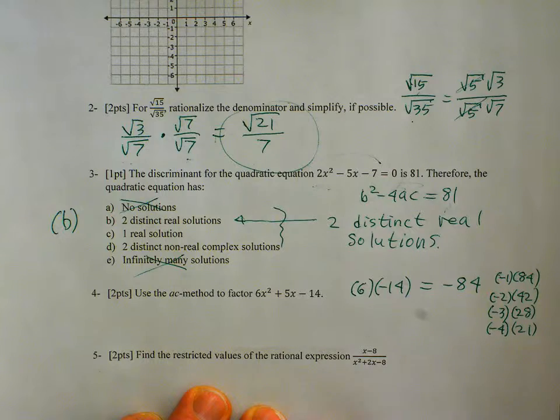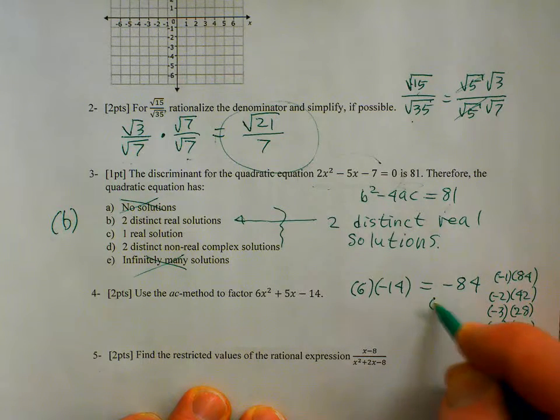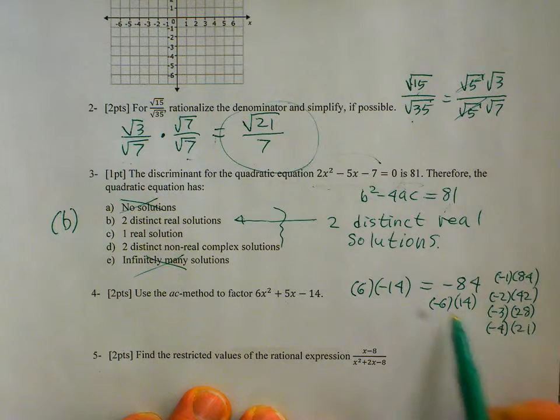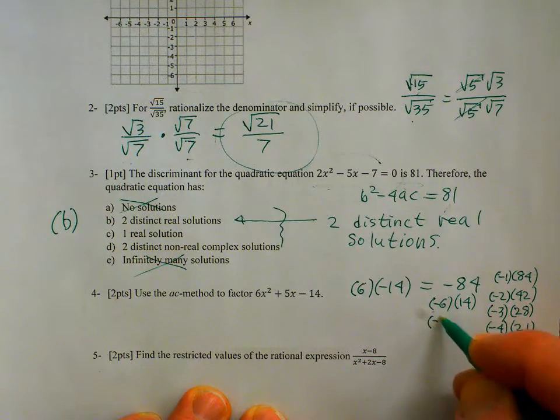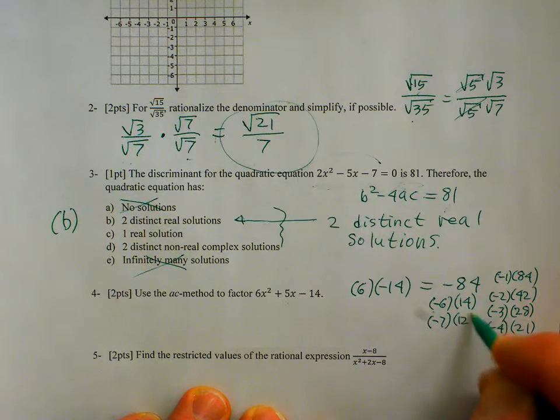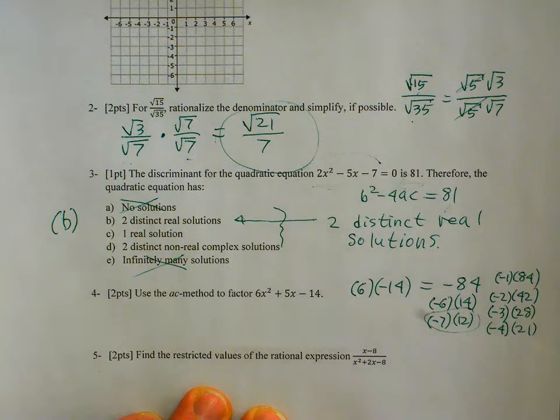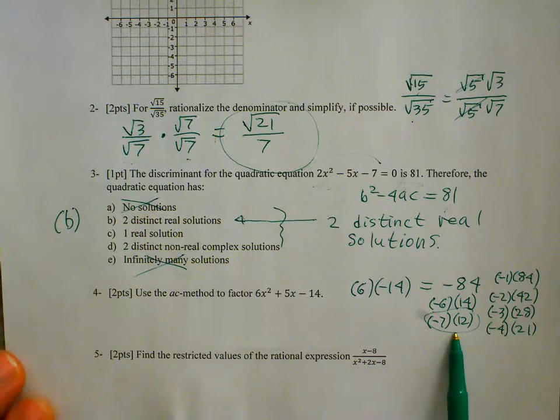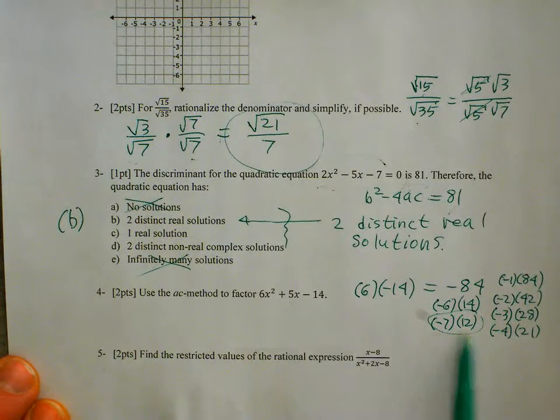Negative 6 times 14. Those add up to 8. And then negative 7 times 12. Negative 7 and 12 have a sum of 5. So negative 7 and 12 are the 2 integers. This guarantees that we can factor it.